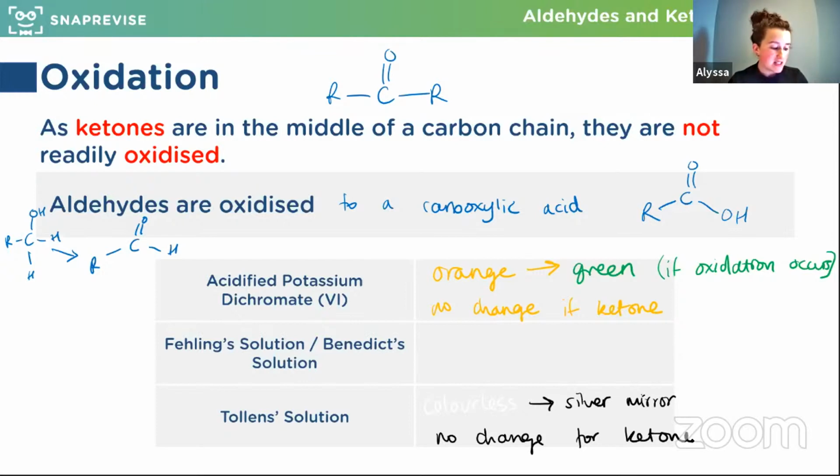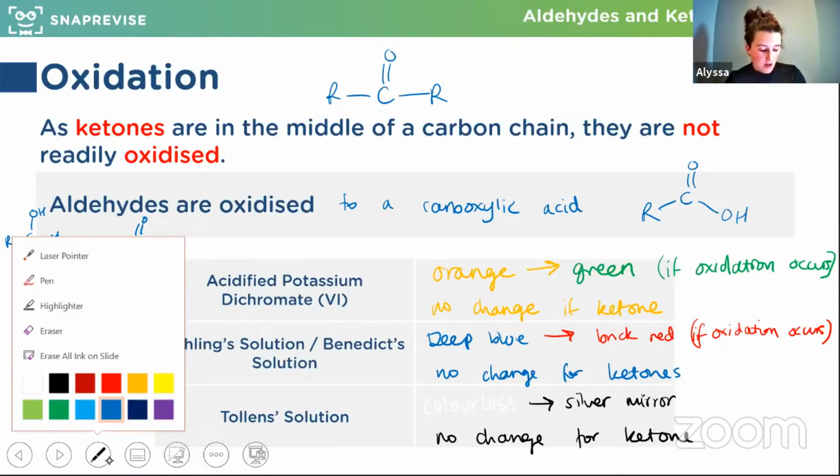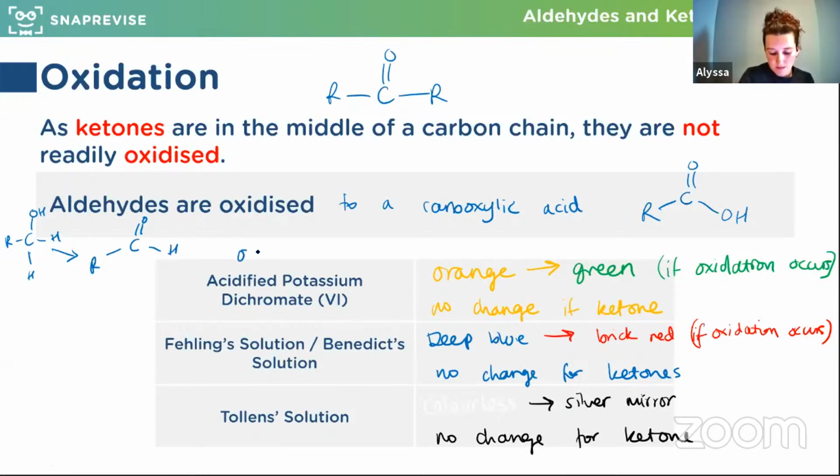Thank you. So Fehling's, you might have met it in biology. It goes from a deep blue to a brick red if oxidation occurs. But there is no change for ketones again. Cool, that's fine. So these are all oxidizing agents, and the tests or observations that you would see when using that oxidation test. Oh, thank you. Yeah, lovely.